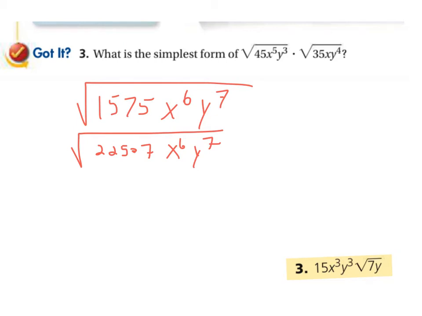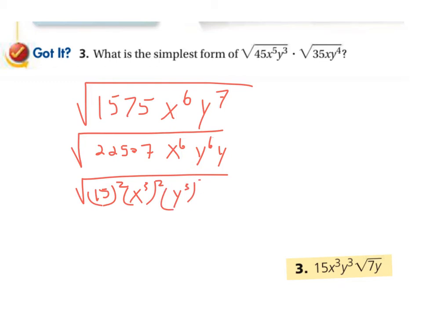And we might even go so far as to say, well, technically y to the 7th is y to the 6th times y. So let's take a look at our perfect squares inside. 225 is really 15 squared. And x to the 6th is really x cubed squared. Same thing with the y. That's y cubed squared. And then the 7 and the y come along for the ride. So the perfect squares coming out are 15 x cubed, y cubed, and square root of 7y left inside.